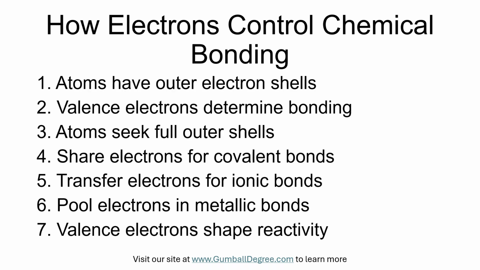Sharing 2 electrons makes a single covalent bond, sharing 4 makes a double bond, and sharing 6 makes a triple bond, which holds atoms progressively closer and stronger. In ionic bonding, one atom gives up electrons and becomes positive, while the other gains electrons and becomes negative, and opposite charges attract. Valence electrons also influence shape and reactivity because they set how many bonds an atom can form and how it interacts with other atoms.